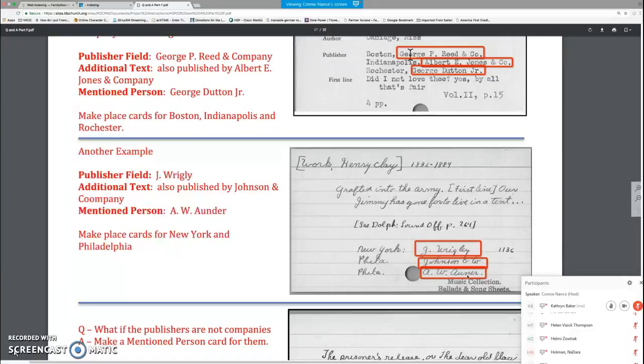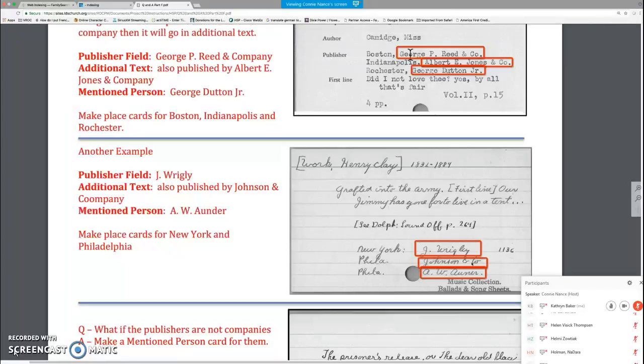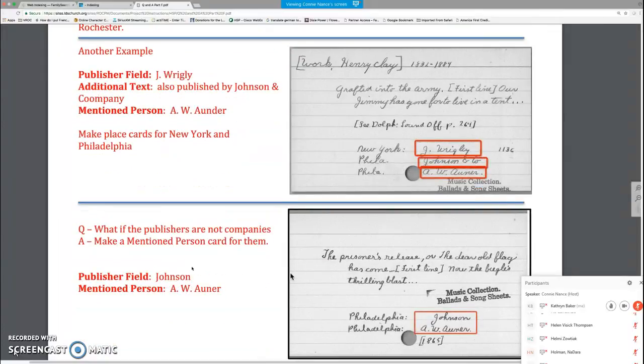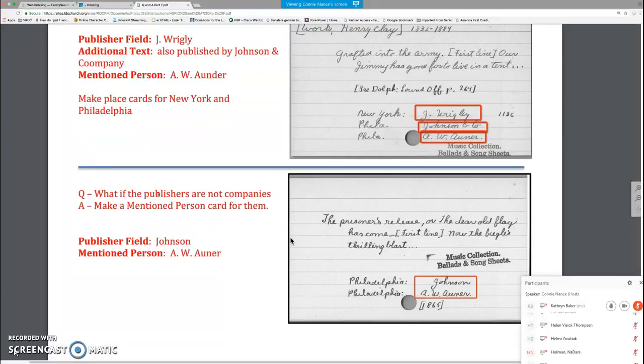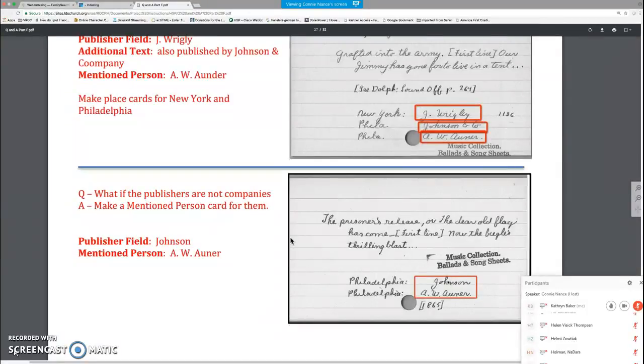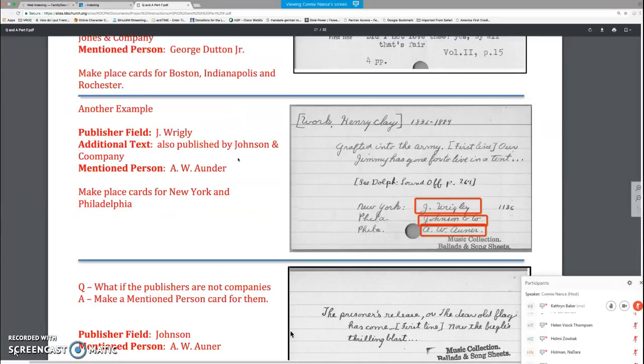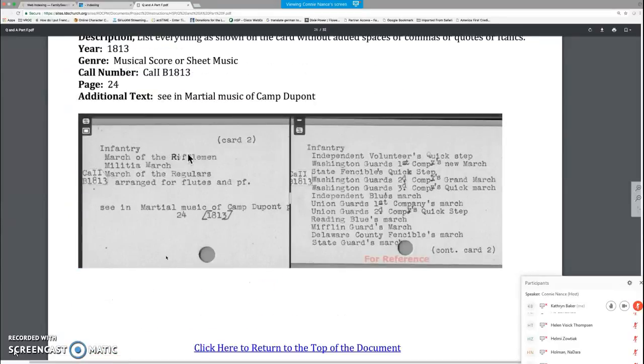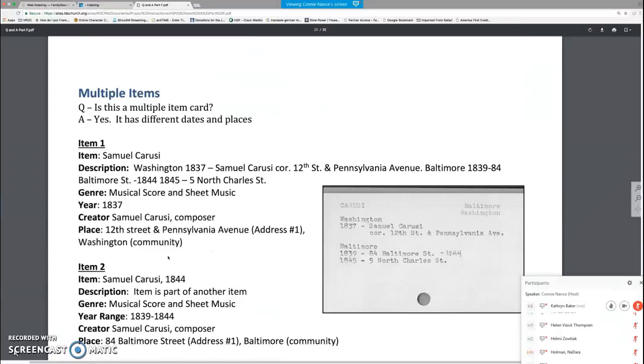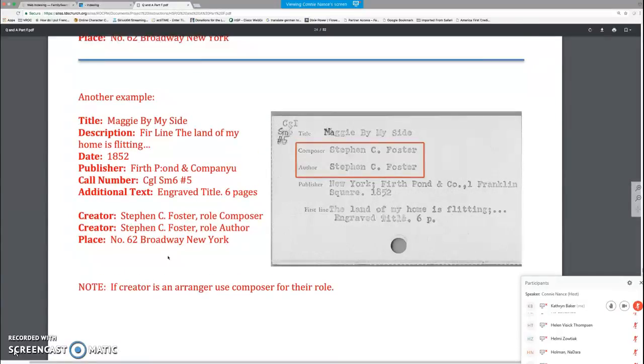Here is another person, A.W. Honor. So again, don't pick out Johnson and Company to put in the publisher field and do the others as mentioned people. Just do it in the order that you find them. And this one is publishers, they're not companies, but we've got two publishers, Johnson and A.W. Honor. You'll put Johnson in the publisher field and A.W. Honor in the mentioned person field. So hopefully this will help you with all those publishers. And you'll have it down pat by next week when we are going to move on to something else.